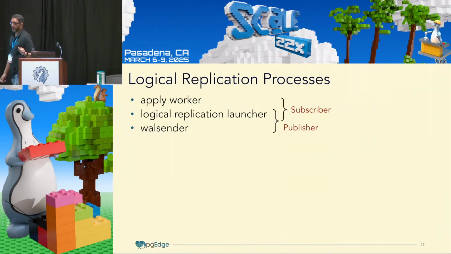Similar to streaming replication, it has three processes. You have the apply workers, the logical replication launcher, and the WAL sender. The WAL sender is responsible for sending out the logical message with the data, and the apply worker is responsible for applying that change. The connection is again established by the apply worker. When it starts, the apply worker is going to send out a start replication command, and that's when the publisher will spawn a WAL sender, and the WAL sender will establish a connection with the apply worker.